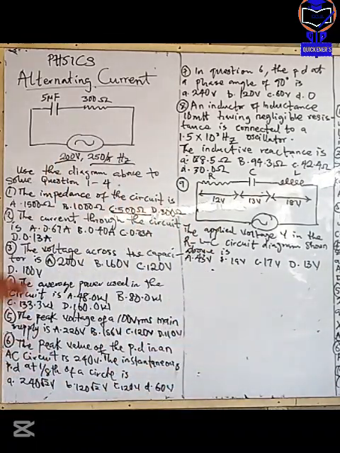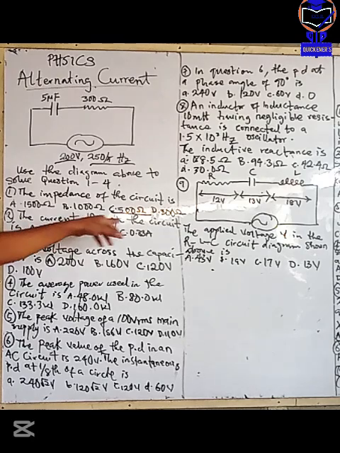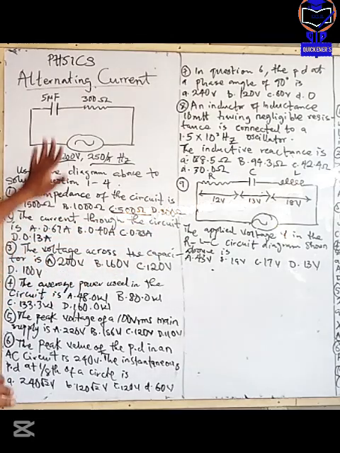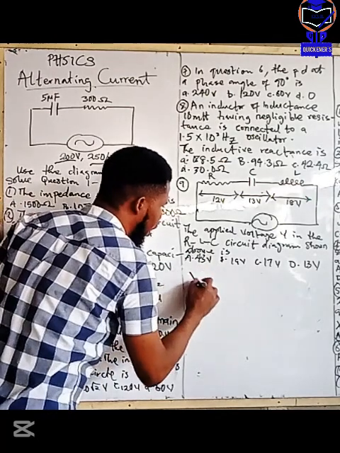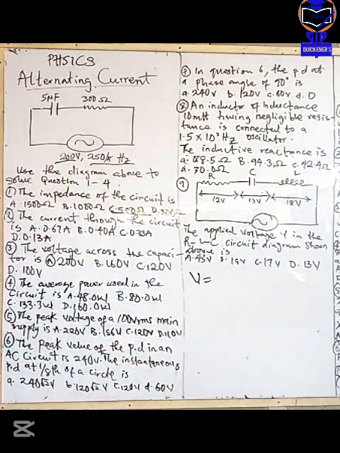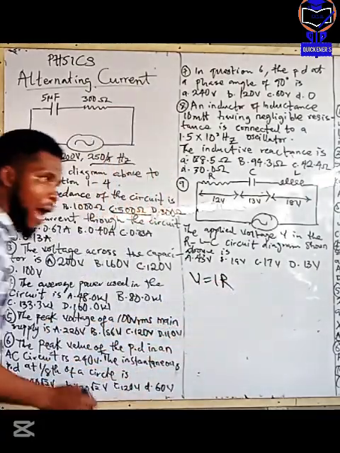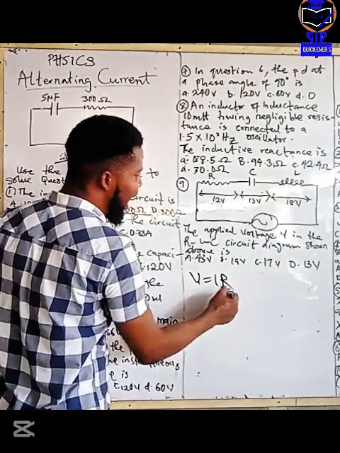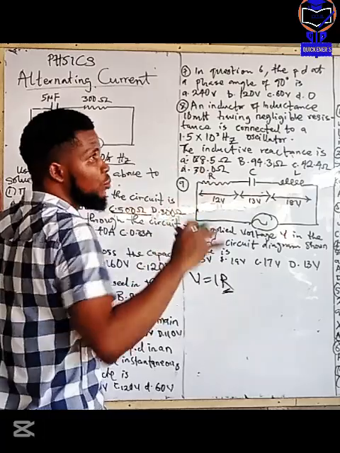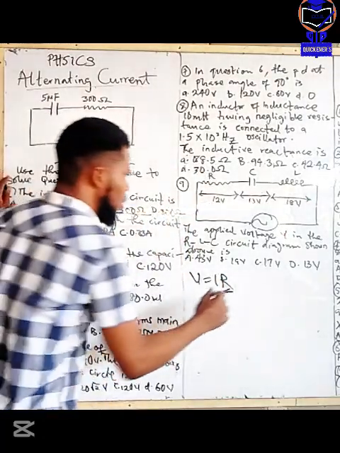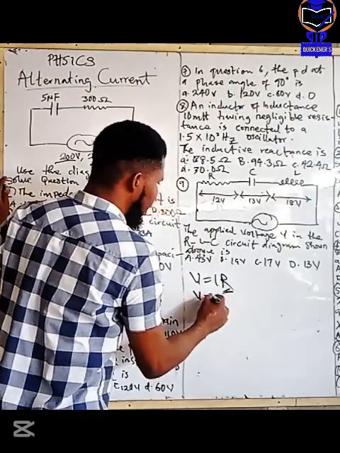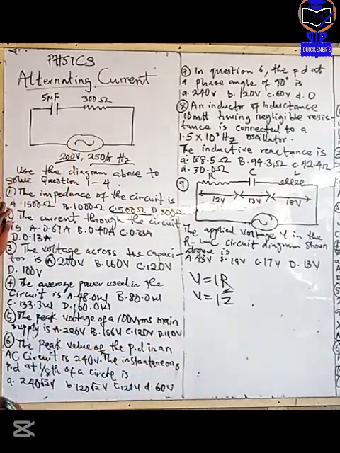Now the next question says the current through the circuit is. Now we're looking for the current that will be flowing through the circuit. Now how do you get the current? First of all, you must understand very, very fundamentally that V is equal to IR from Ohm's law, right? Now this time around, we're not dealing with ordinary R. We're dealing with the total resistance. This is total impedance, right? So V is equal to IZ. Are you getting me now?